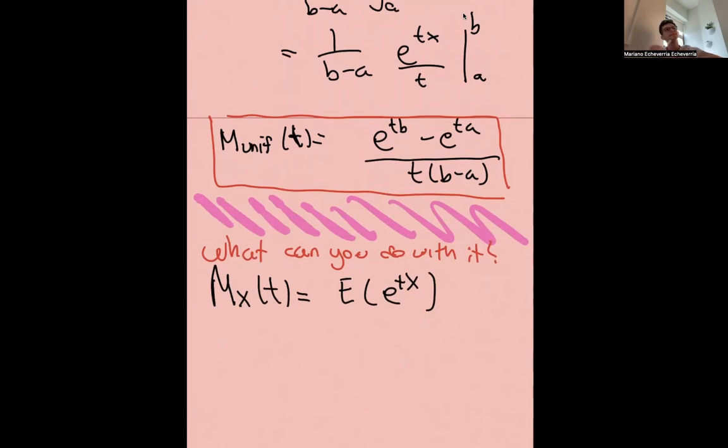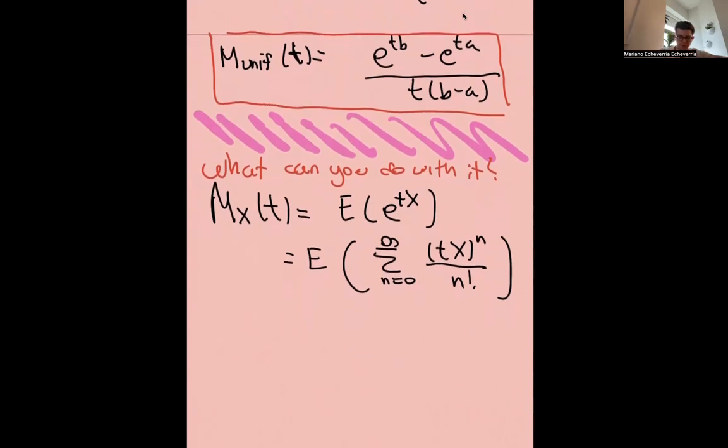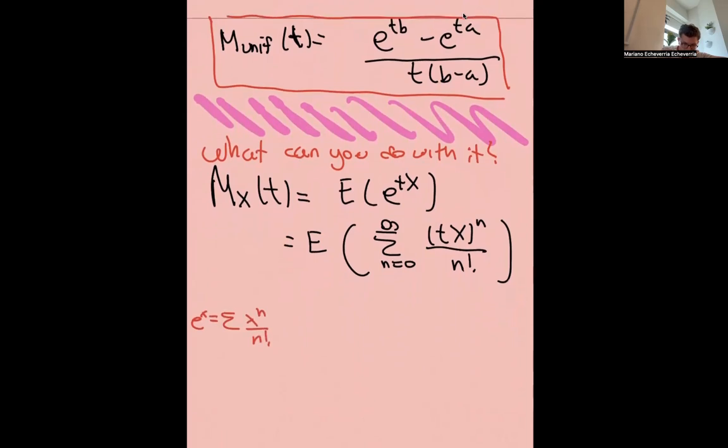If you think about the Taylor series for the exponential, this is the expected value of the sum from n equals 0 to infinity. The power series formula for e to the x is x to the n over n factorial. Here it's (tx) to the n over n factorial. I'm just applying the Taylor series for e to the x, except that here you don't have x, you have tx. But it is the same Taylor series. Is that making sense?